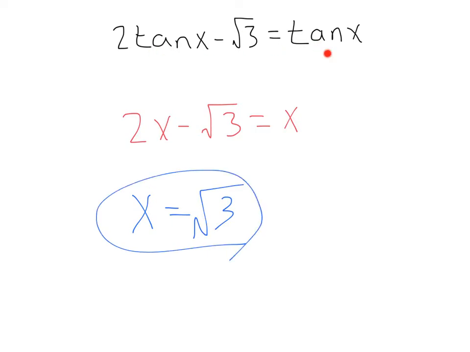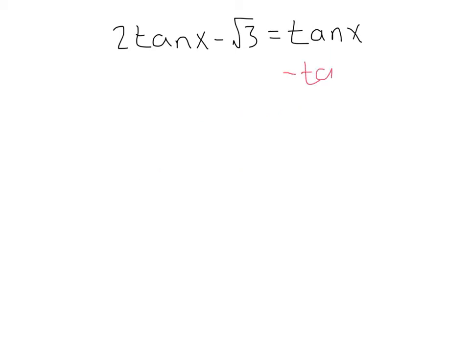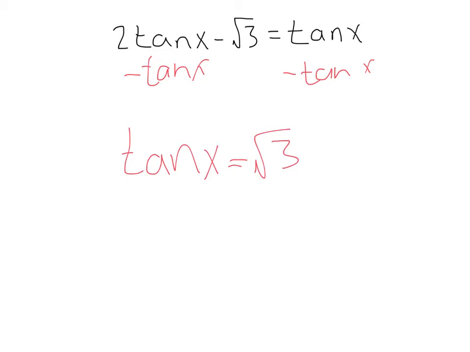We're going to do the same thing here, but instead of the x's, we're going to be using tangent x's. So we're going to minus tan x from both sides. That's going to leave us with 2 tan x minus tan x, and then we're going to add the square root of 3 over to this side, so it's going to equal the square root of 3.